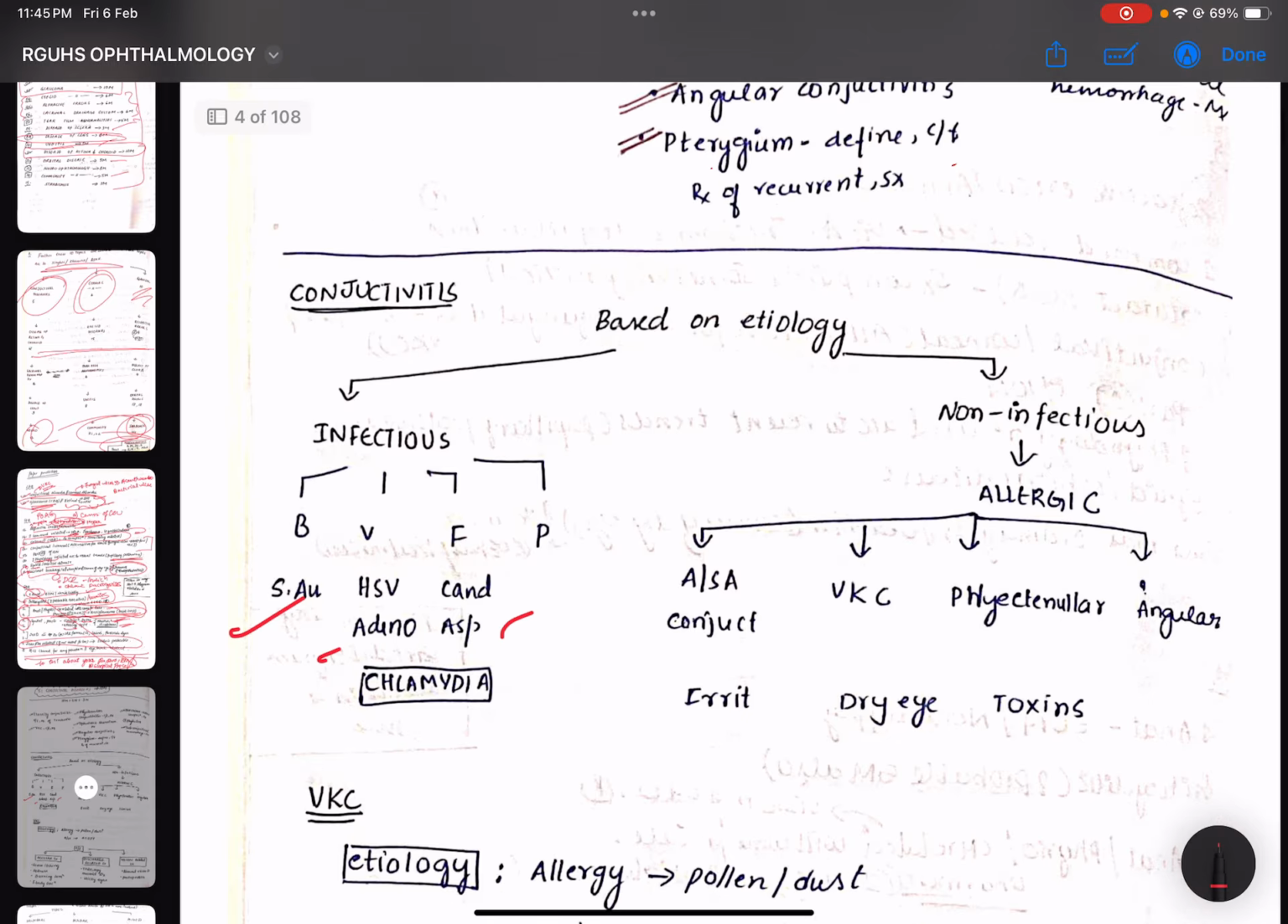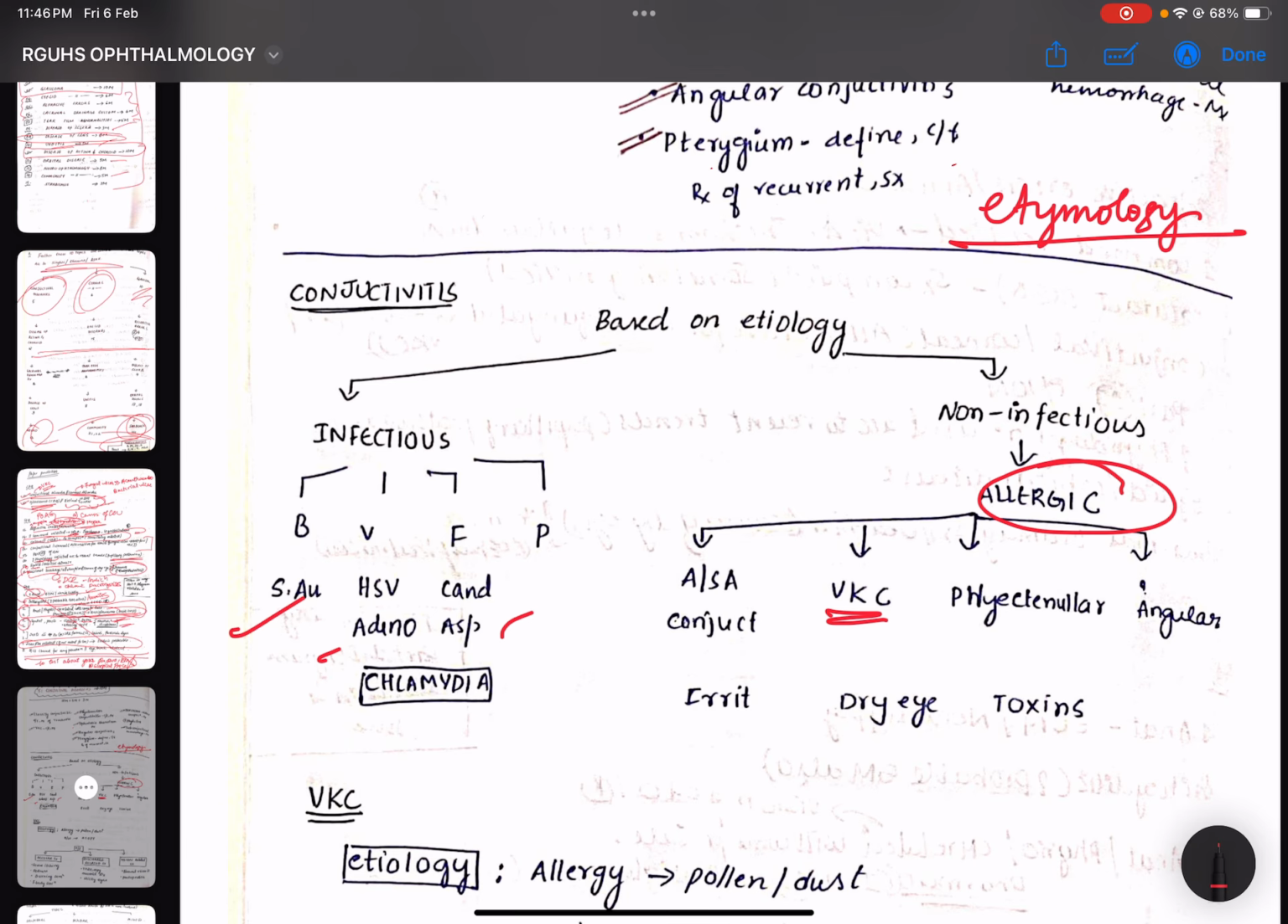Non-infectious is majorly allergic. So VKC is also something important. What is phlyctenular? See, I know ophthalmology is all about knowing names, correct? One who understands the etymology, that is, the meaning of the name, will have an easy connection. So you will understand what the person is trying to say by that name.